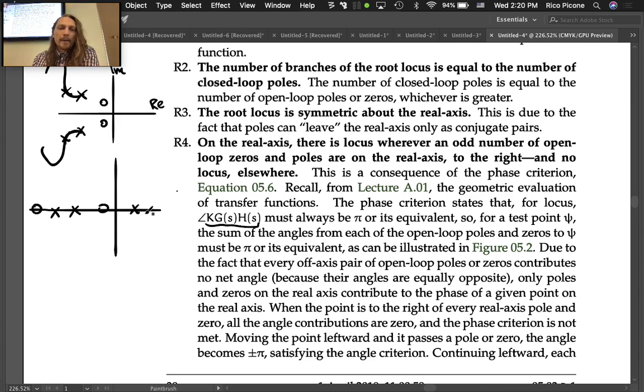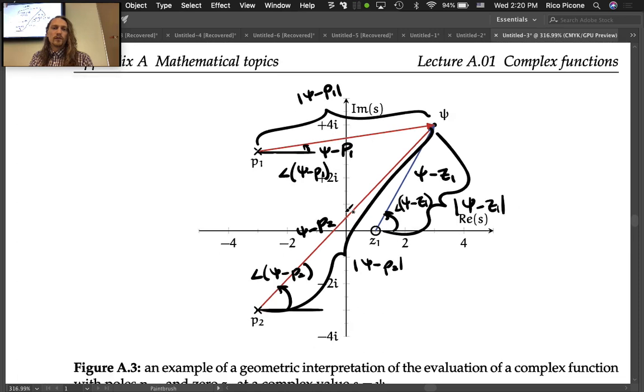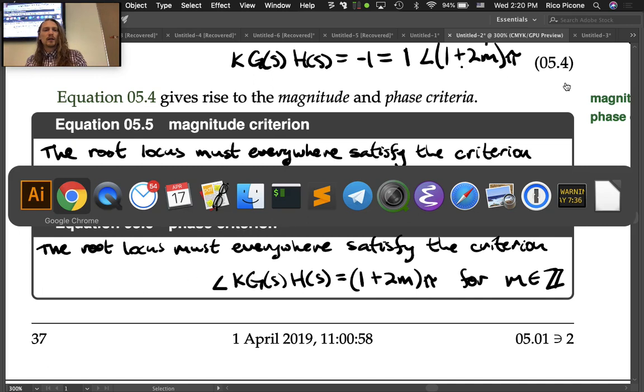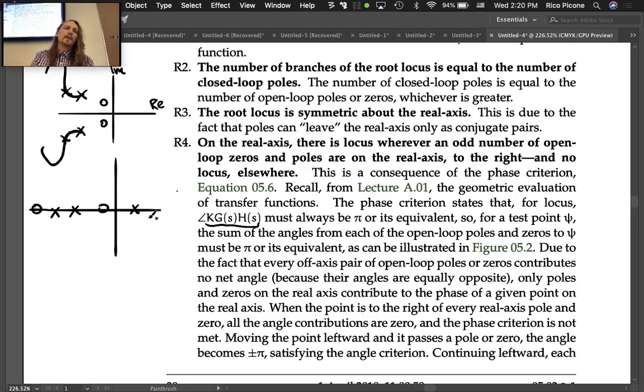So this is our phase criterion. And so pi is 180 degrees, right? And remember that the phase criterion, this is from the last lecture, says the root locus must everywhere satisfy the criterion that this angle has to be equal to pi or 3 pi or 5 pi, whatever. Okay, so if we go back then to here, then let's look at what happens if you have any poles or zeros off the axis. Remember, they always show up in pairs, right?